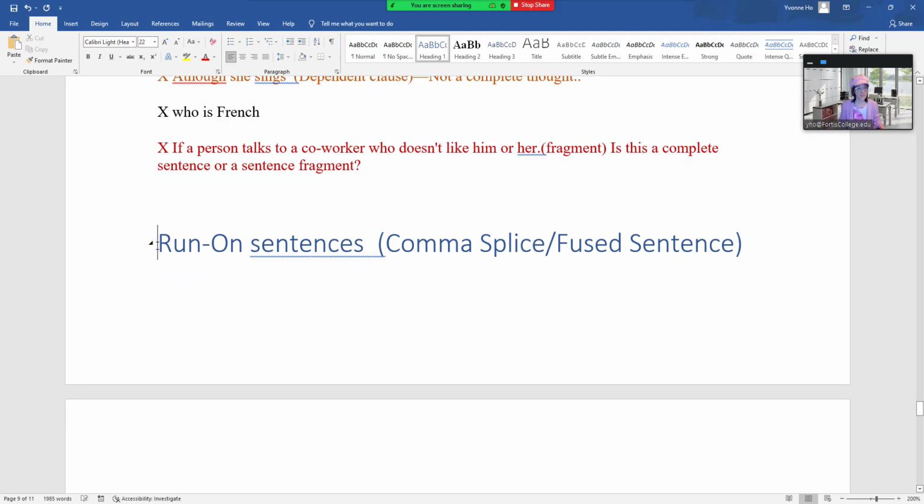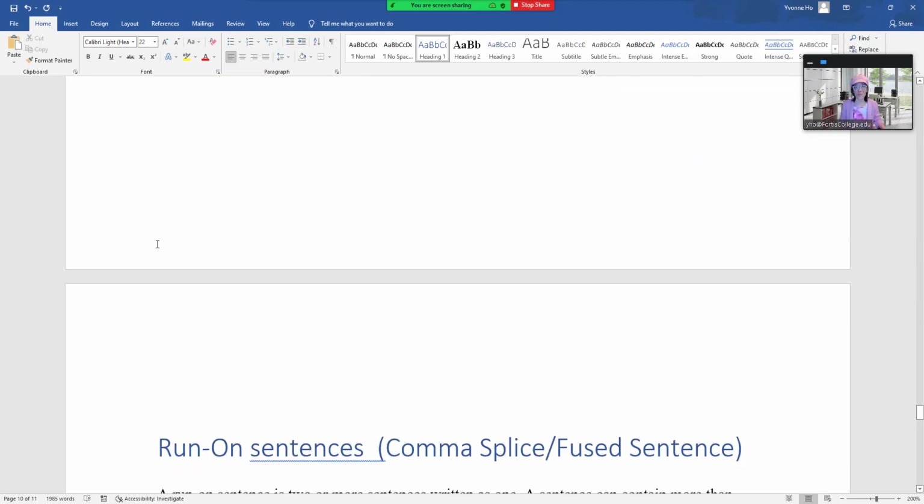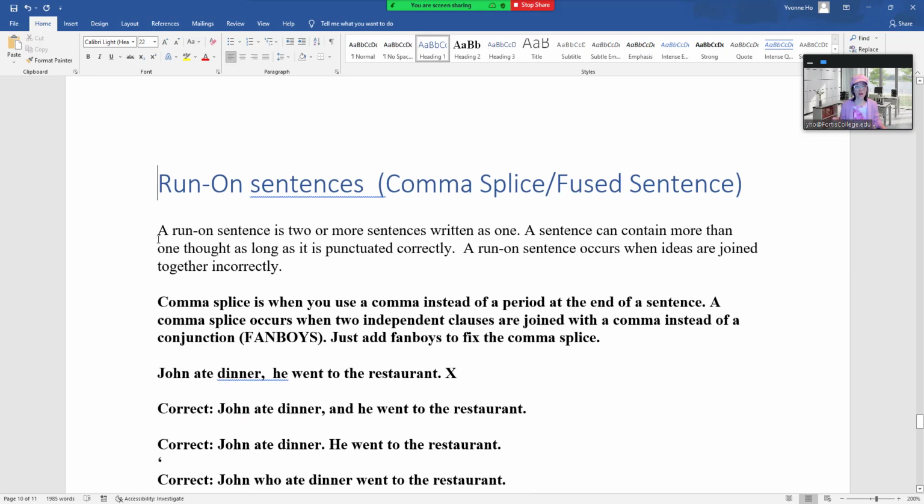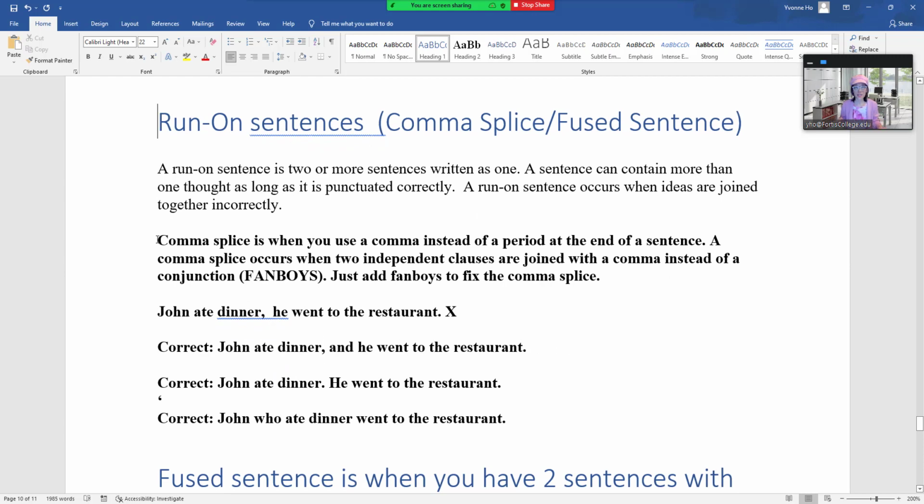Run-on sentence. Run-on and comma splice sentences occur when you have incorrect punctuation, or you just leave out the punctuation altogether. That's why punctuation is important. A run-on sentence is two or more sentences written as one. Usually people forget to put a period at the end of a sentence. That's a typical run-on sentence.